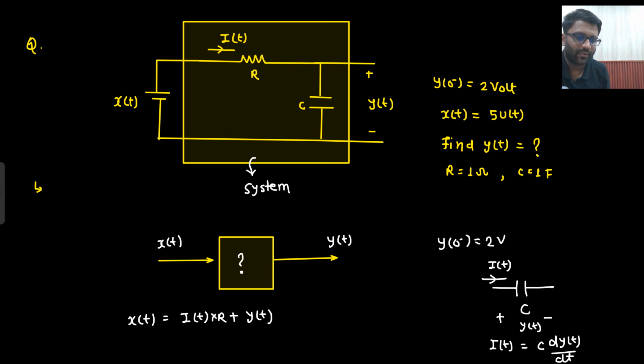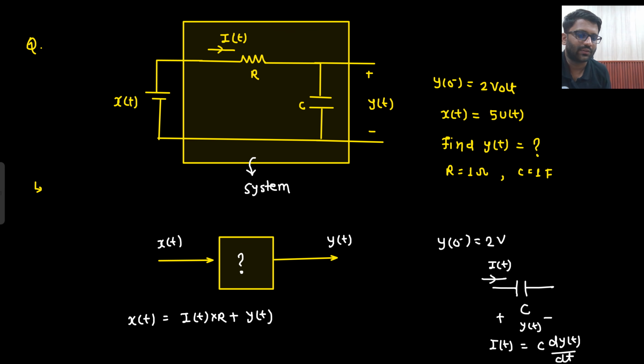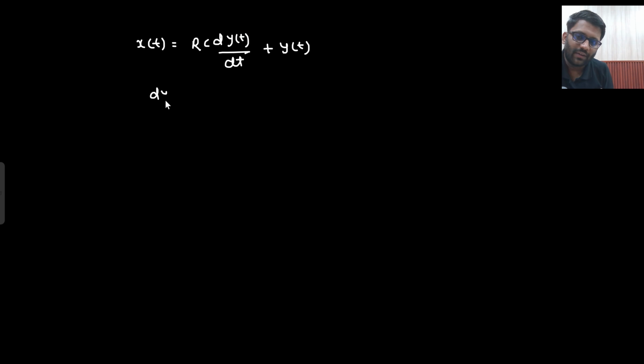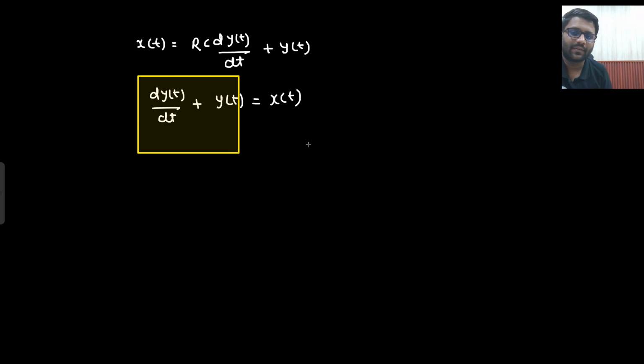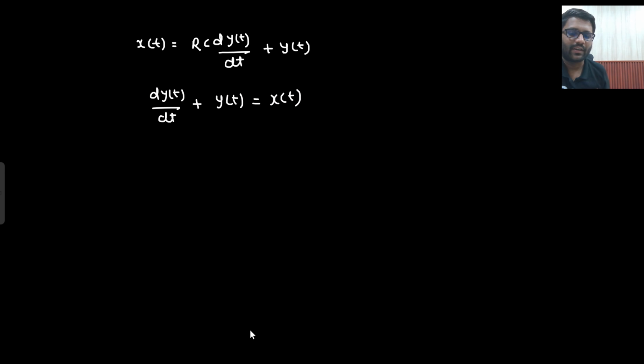So here XT will be equal to, in place of IT I am putting C dyT by dt, plus YT. Right? So what is the value of RC? R equals C equals 1. So what you are getting, dyT by dt plus YT is equal to XT. So this is the relation we are getting. From here you need to tell the value of YT. So what will be the value of YT you will be getting?